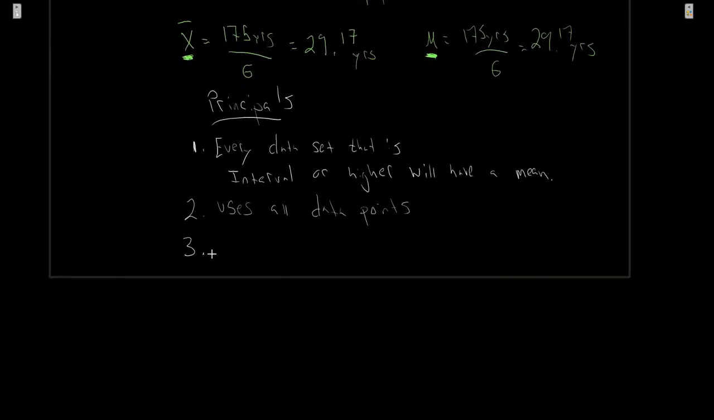Our third principle is that every, again, interval or higher level of data will have a unique mean. That is, you'll have only 1 value for the mean, and it will be unique. So again, you're like, yeah, okay, that makes sense. Again, not necessarily true for all of the descriptive statistics we'll introduce. Some, you might have more than 1 of that statistic.